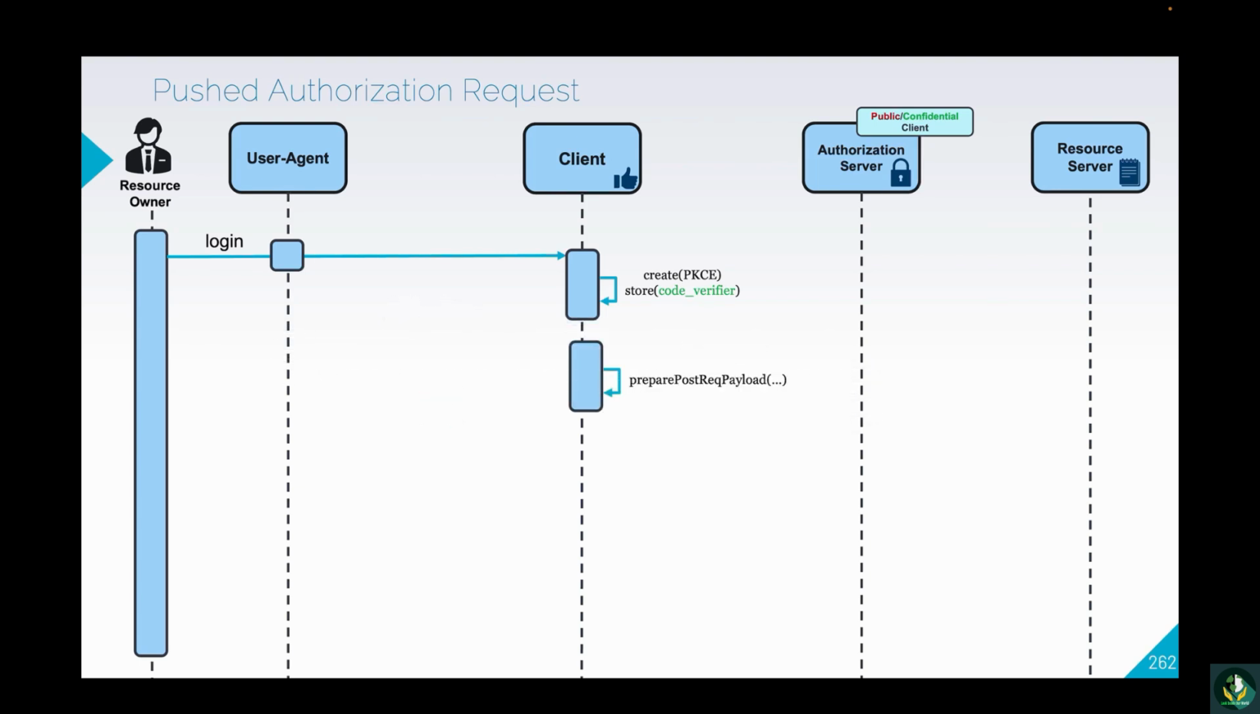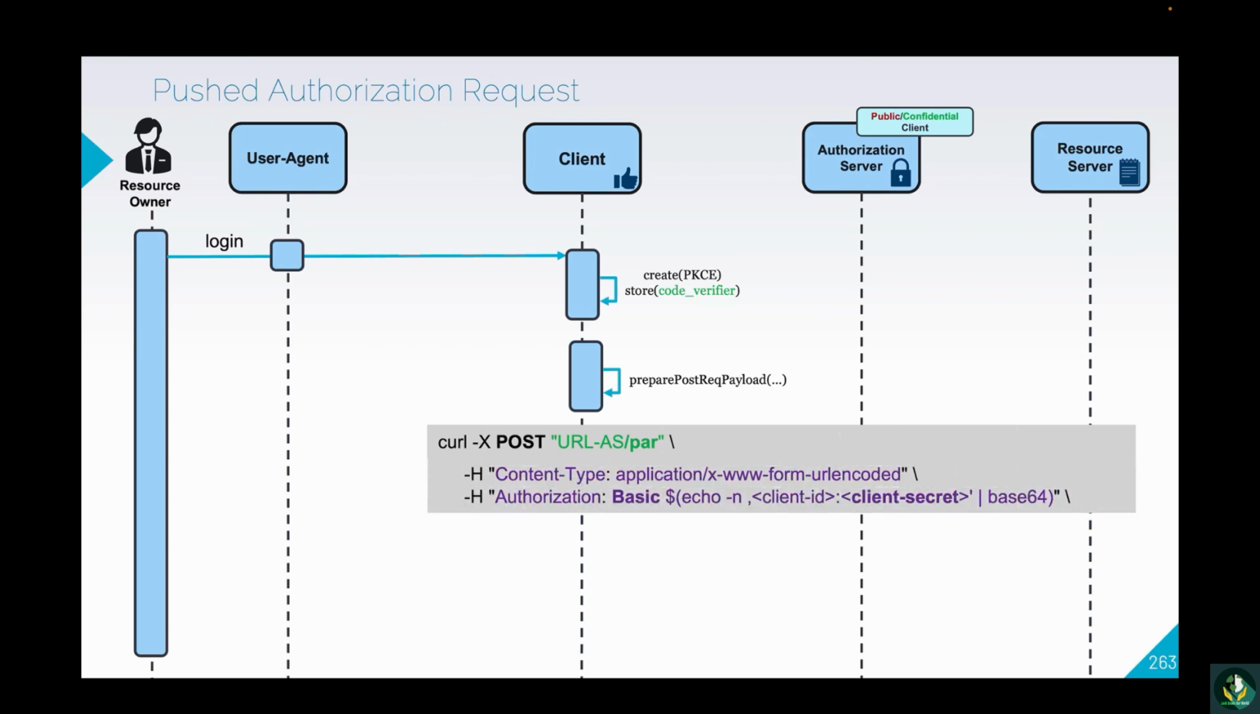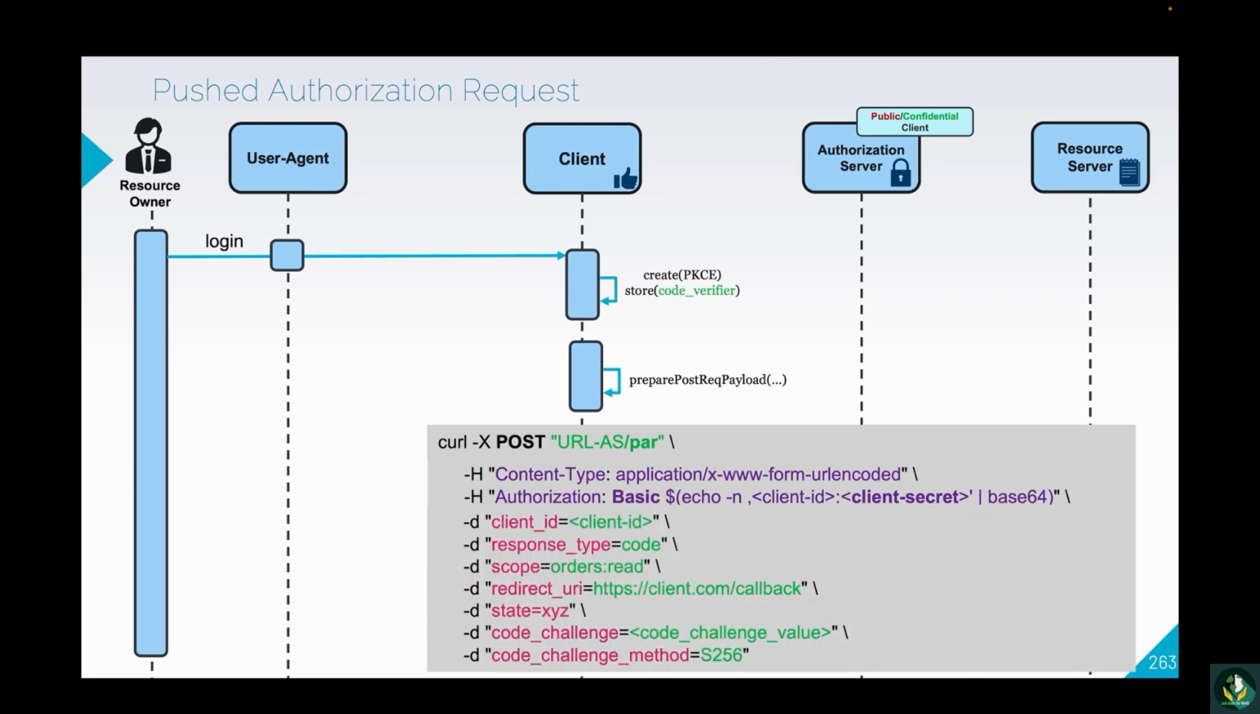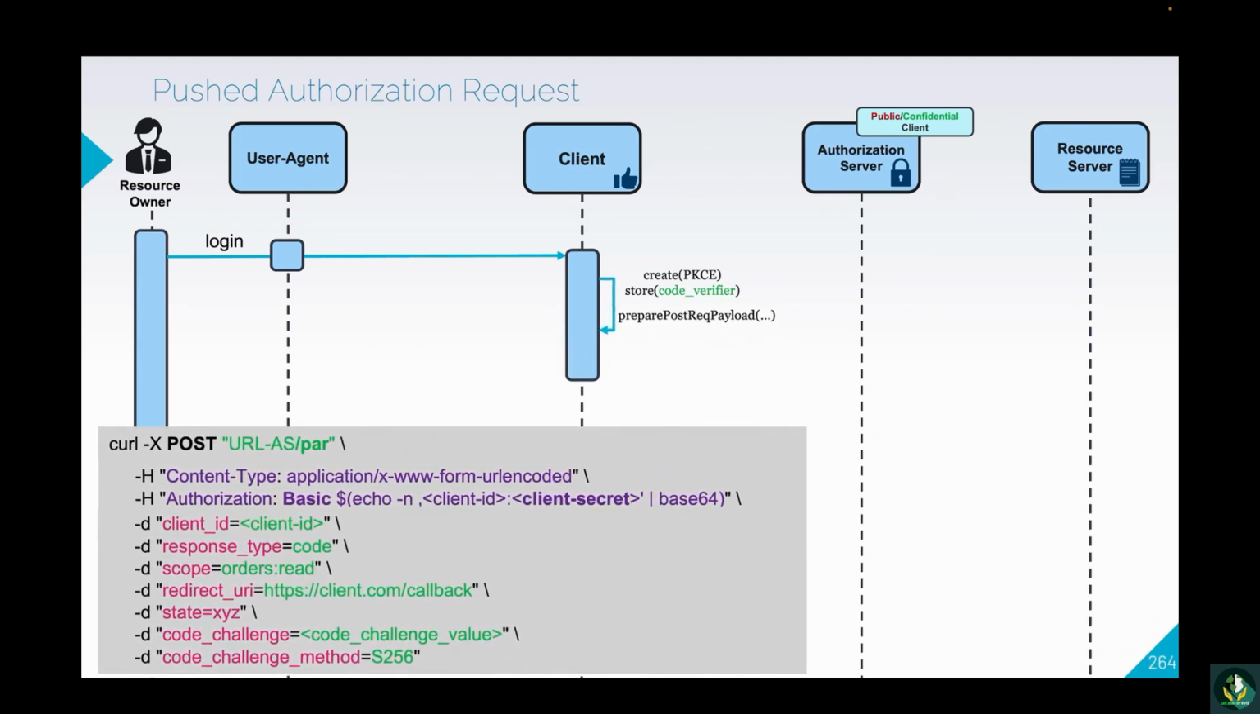For that, it creates these parameters as a POST request payload. Here is how the curl request might look. It's a POST request, pointing to the PAR endpoint provided by the authorization server. The client authenticates itself in the request header using HTTP basic authentication, where it includes the client ID and client secret. In the URL-encoded POST request payload, the client provides all necessary authorization request parameters, such as scope, redirect URI, code challenge, and other related data. The client then sends the POST request to the authorization server.